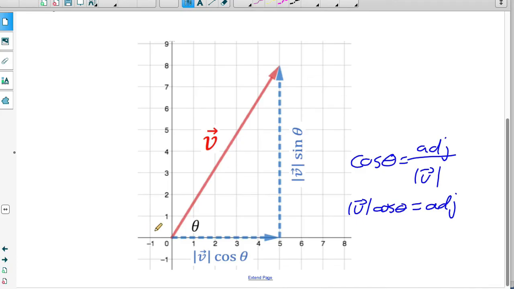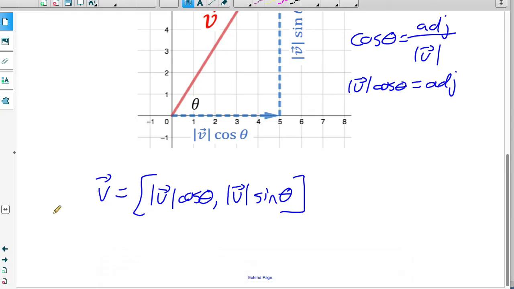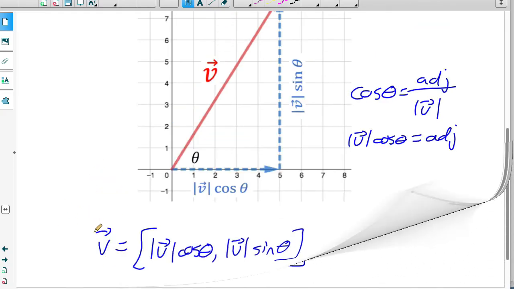So if we know the horizontal and vertical components of a vector, then we can write it as a position vector because we know the x and y coordinate of where the tip of it would be if the tail was at the origin. Right? I could write this point as magnitude of v cos theta, comma, magnitude of v sine theta. And then therefore I could write it as a position vector v equals magnitude of v cos theta, comma, magnitude of v sine theta. So that's a geometric vector written as a Cartesian vector, an algebraic vector.